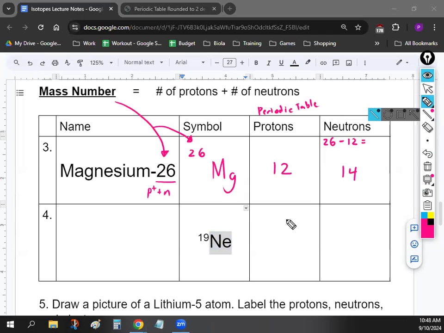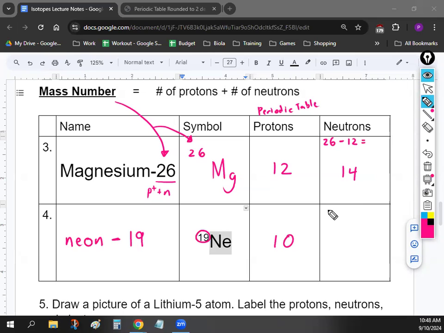So neon has 10 protons, which we got from the periodic table. And if we write the name, it's neon. We're going to put a dash, and then we put the mass number, which is 19, behind it. So the name is neon-19.